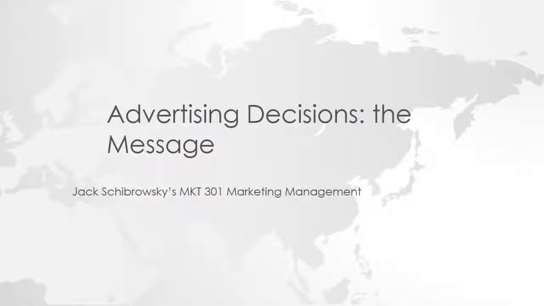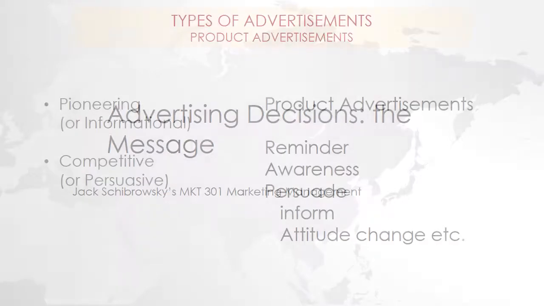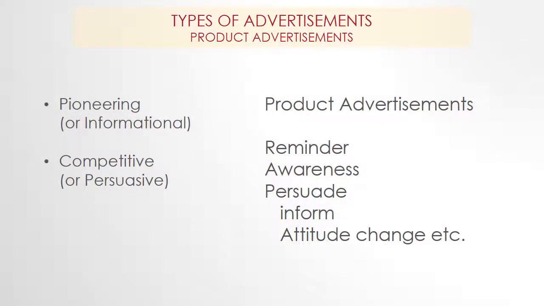All right, so let's talk a little bit about the advertising decisions covered in Chapter 18 in your book. They talked about different kinds of advertising. They talked about pioneering advertising, that, of course, would be at the introduction stages of a new product. And then they talked about competitive advertising, which would be done as you start to generate selective demand and you have lots of competition. Remember, though, that all product advertisements are focused on three basic goals: build awareness, persuade, and remind.